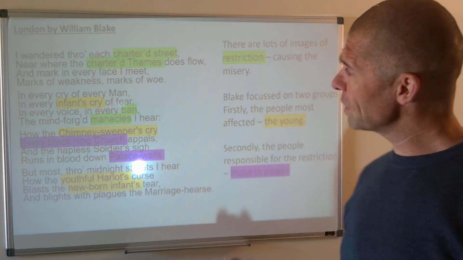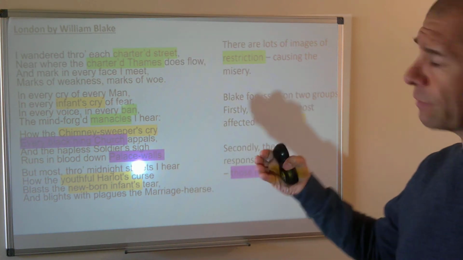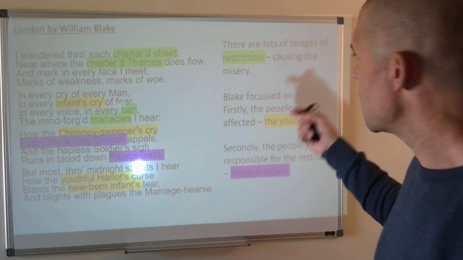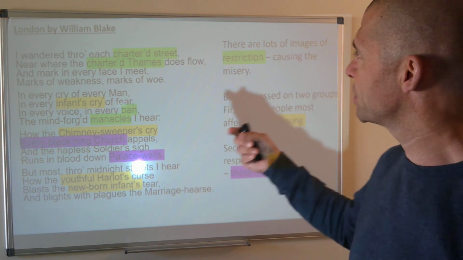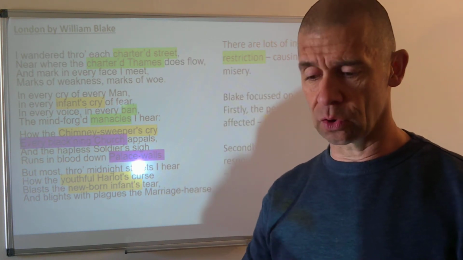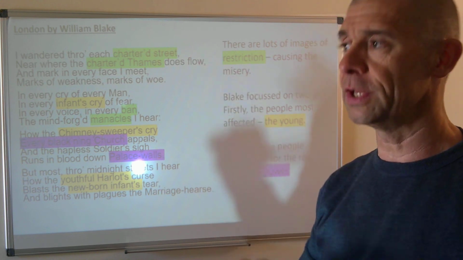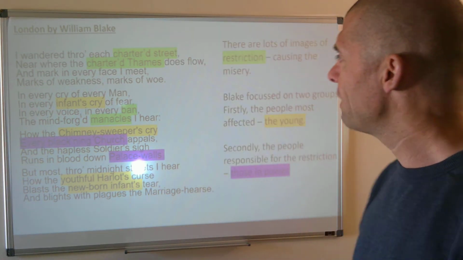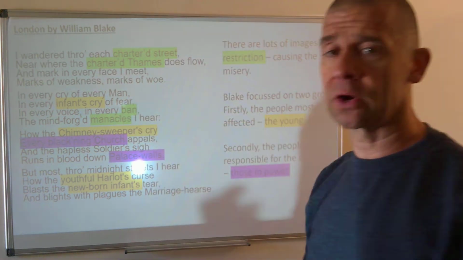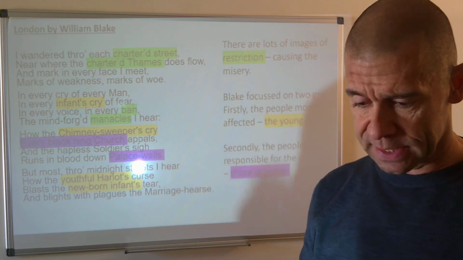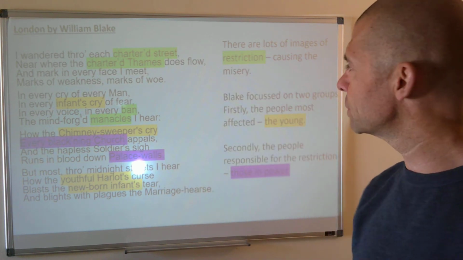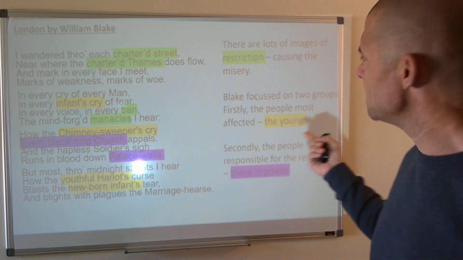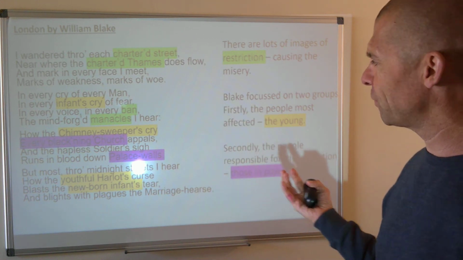And then my third language point is really a three-stage language point. Firstly, I pick out the words about restriction. Chartered means governed or ruled over. And then we've got ban and manacles here, both images that are to do with personal restriction. And then we see that Blake feels the people most affected are the young.